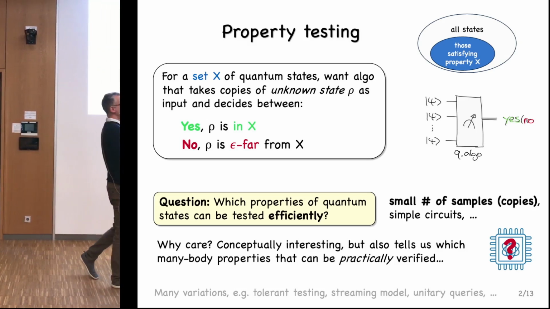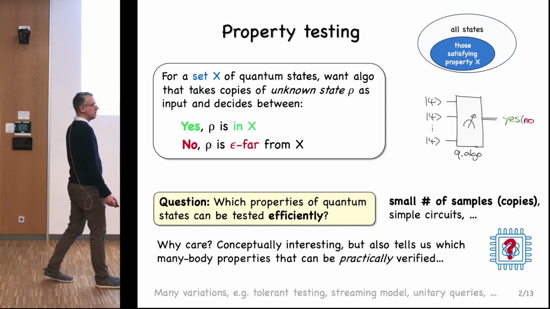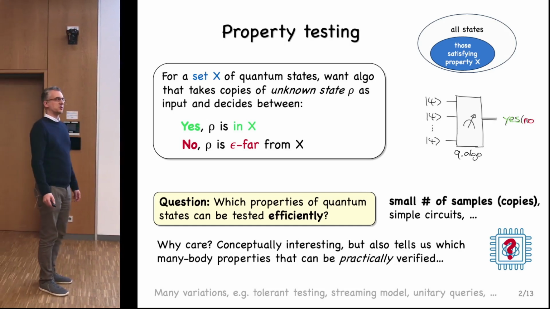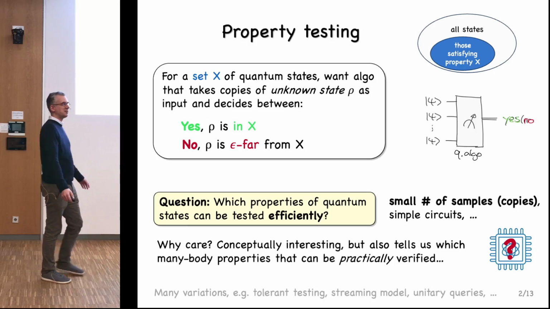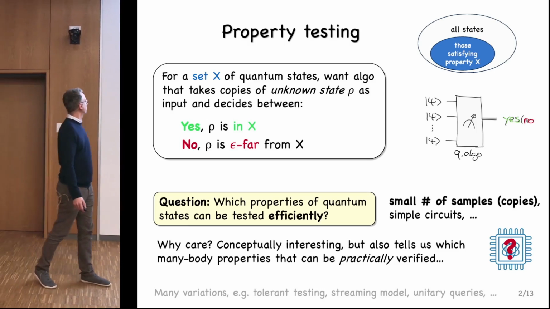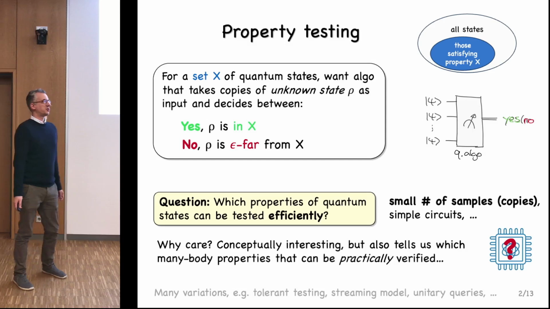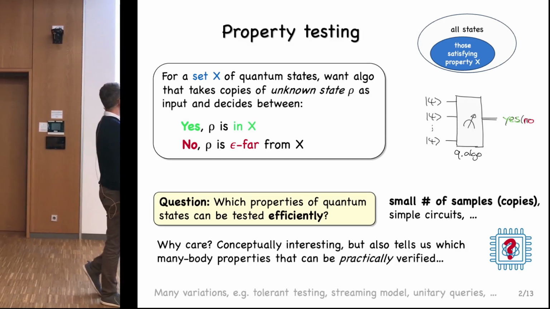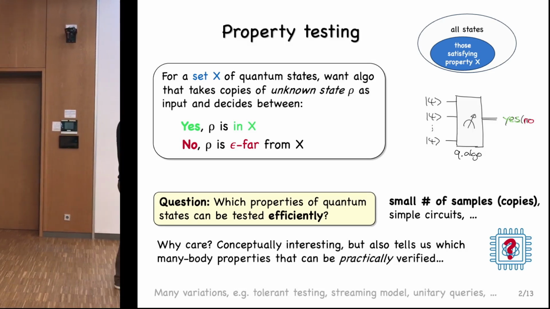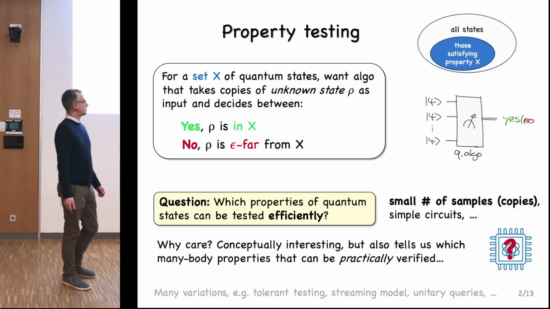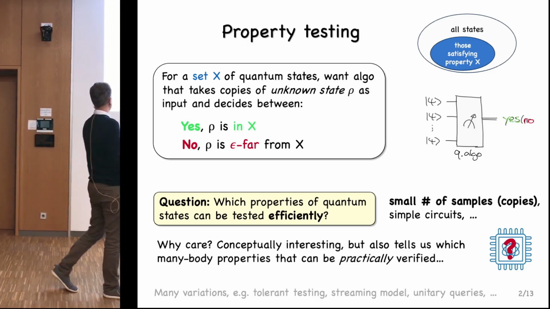It could mean a small number of samples or copies of the state. That's what we'll focus on in this talk. Of course, to make it practical, you would also like simple circuits that realize these algorithms, where simple could mean polytime, or short circuits, and so on. There are many reasons for studying this. It's a fundamental question about complexity theory in a regime that's maybe a bit simpler than time complexity and usually still informative. It also tells us what properties of many-body quantum states we can hope to practically verify. If you need lots and lots of samples, then at some point you run into trouble, as we discussed.